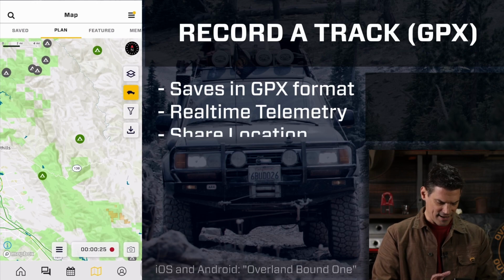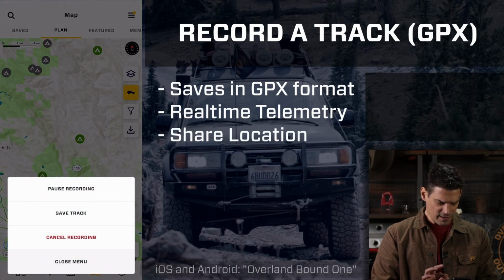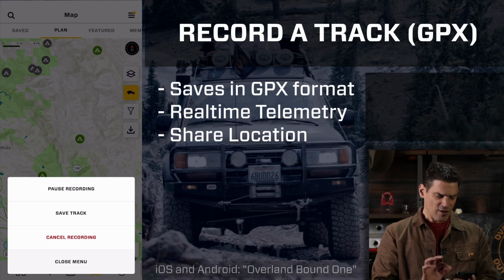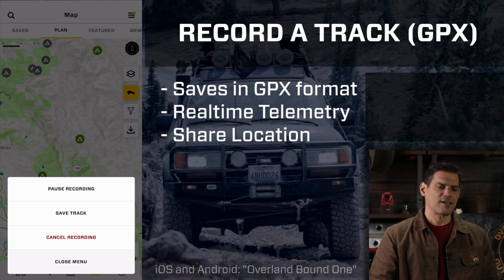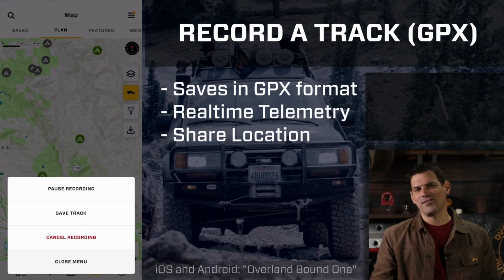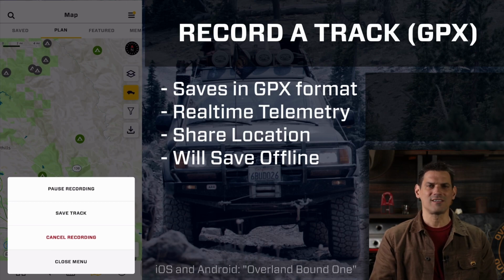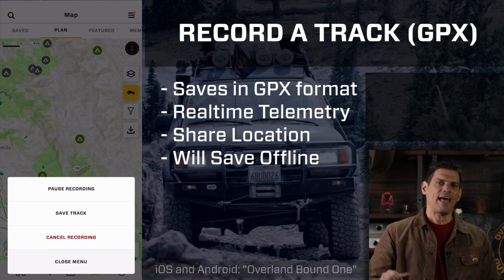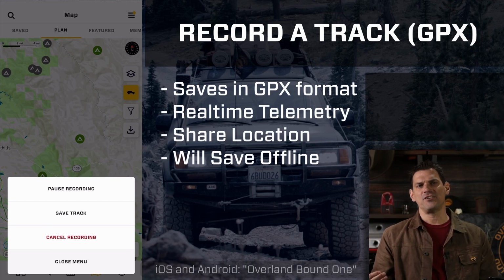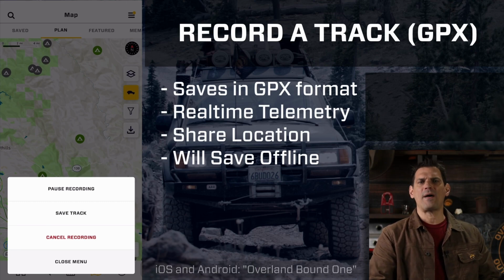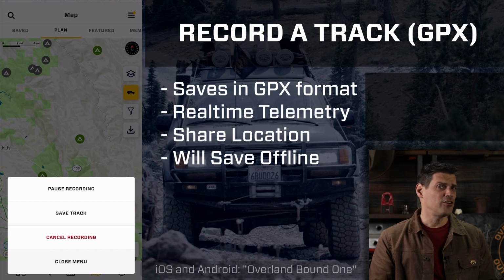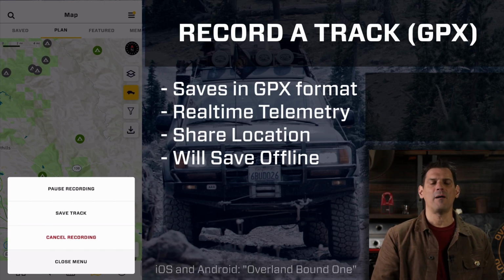Now, the stacked icon brings up a few options. The one I'm going to go through is pause recording. We're very efficient about how we record GPX tracks, and we don't drop a lot of points if you're stationary. However, there's something called satellite drift. Depending on the number of GPS satellites you happen to currently be connected to, Overland Bound 1 might think you're moving, and it might drop a point.